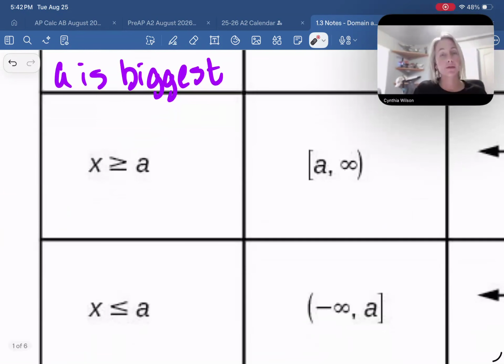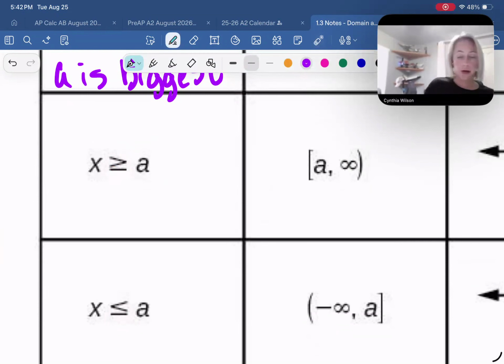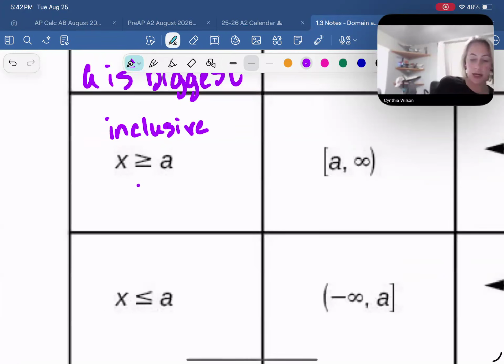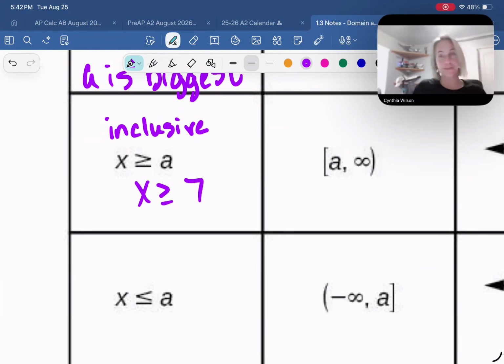Then we have these two with equals to. Okay, so that little line underneath your inequality symbol. This is what we call inclusive. It's just fancy for saying it's included in my interval. All right. So if I want a number that's greater than or equal to A, then that also includes A. So let me give you a better example. Let's say that X is greater than or equal to, I don't know, 7.